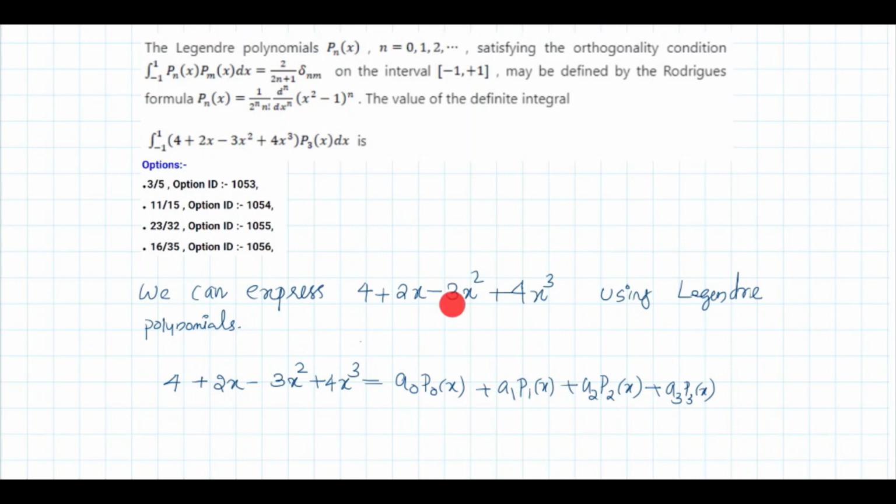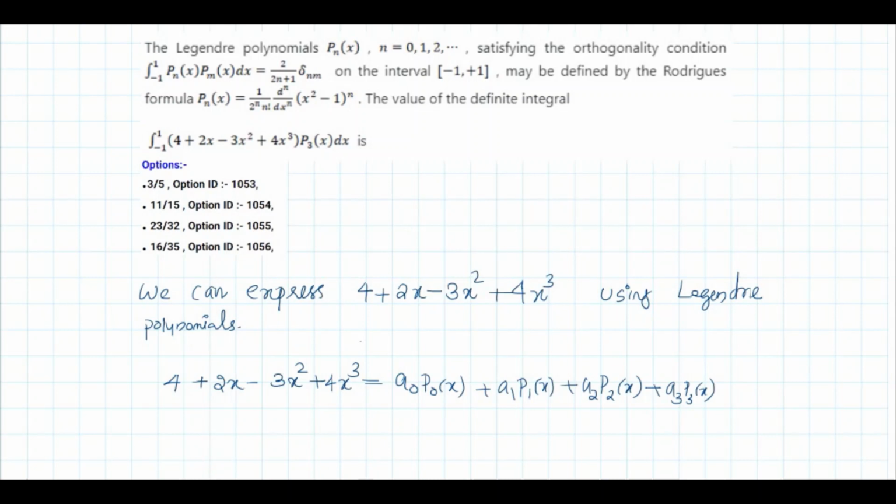Okay, so express 4 plus 2x minus 3x square plus 4x cube using Legendre polynomials. Let it be a0 P0(x) plus a1 P1(x) plus a2 P2(x) plus a3 P3(x). Why did I stop at a3 P3(x)? Because the leading term here is x cube, and in P3 you will have x cube. In P4 you will have x raised to 4, and there is no x raised to 4 here. So definitely this polynomial will be a combination of 4 Legendre polynomials, P0, P1, P2, P3. We have to find a0, a1, a2, a3.